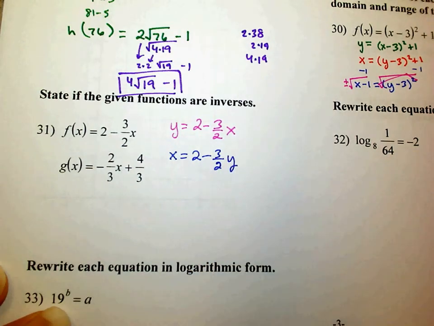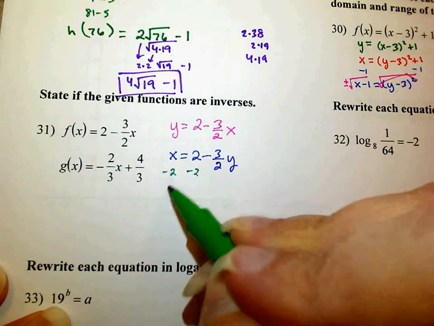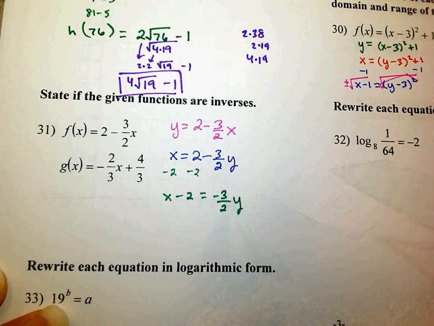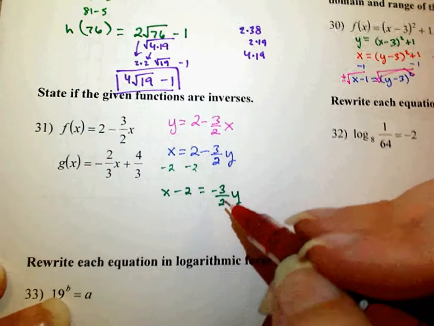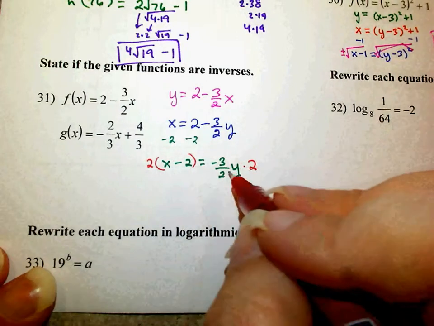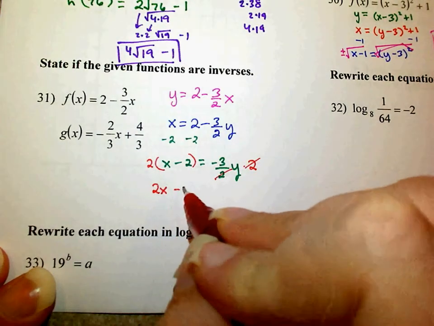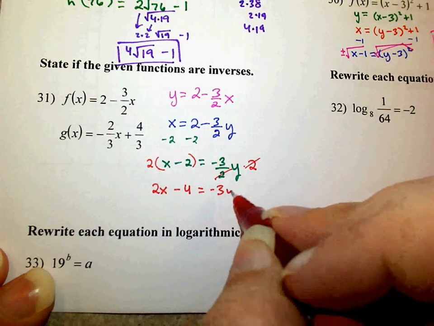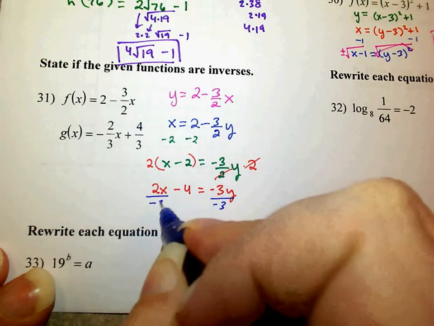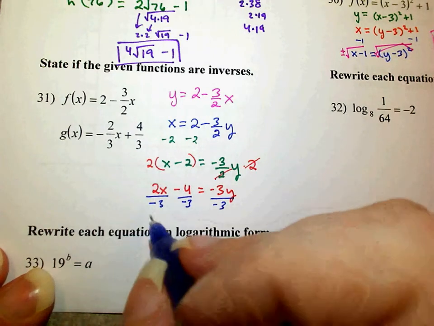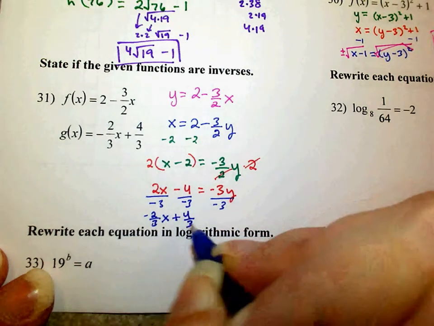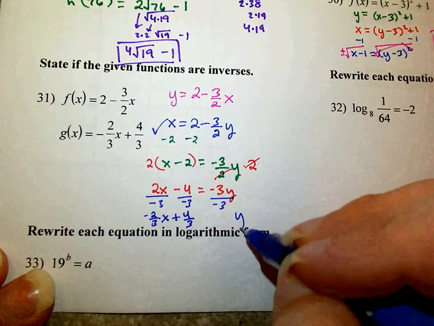X minus 2 equals a negative 3 over 2 y. I'm multiplying by negative 3 and dividing by 2, so I'm going to undo the division by multiplying by 2. So I've got 2x minus 4 equals a negative 3y. And then I want to divide by this negative 3 every term. So this is a negative 2/3 x, and this is a positive 4/3, which is that. So, yes, they are inverses.